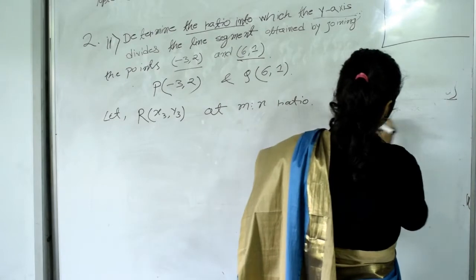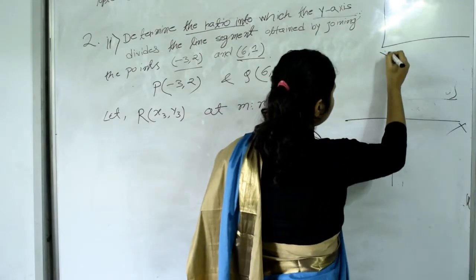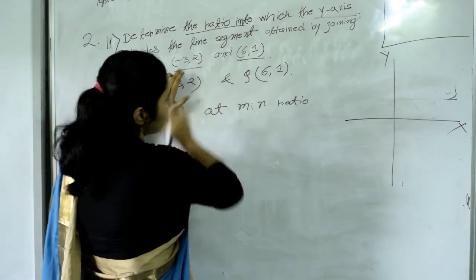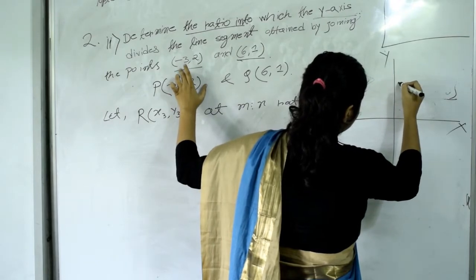Now look at here. This is the x-axis and this is the y-axis. Okay. Now suppose these 2 points.